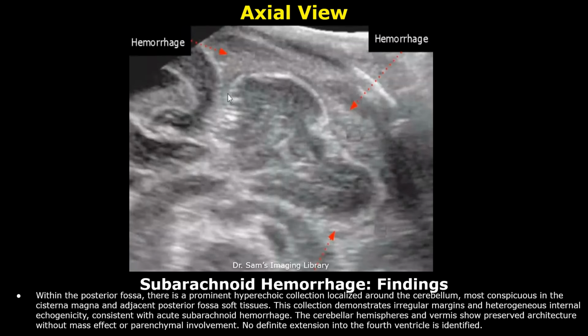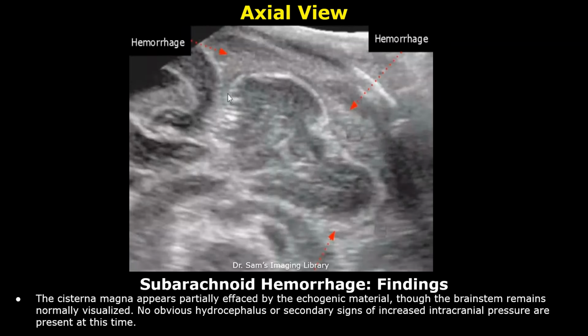This collection demonstrates irregular margins and heterogeneous internal echogenicity, consistent with acute subarachnoid hemorrhage. The cerebellar hemispheres and vermis show preserved architecture without mass effect or parenchymal involvement. No definite extension into the fourth ventricle is identified. The cisterna magna appears partially effaced by the echogenic material, though the brainstem remains normally visualized.